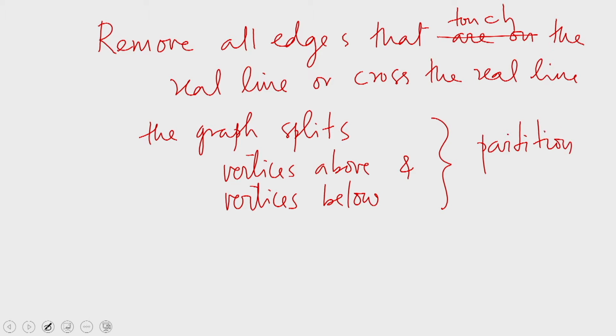But is it a bisection? It will be a bisection if the number of vertices above the real line is equal to the number of vertices below the real line. In fact, that indeed is the case. Therefore, this is indeed a bisection, and the number of edges that we have removed is order of n by log n. Therefore, we are in fact getting a bisection. But how do we show that the number of vertices above the real line is equal to the number of vertices below the real line?